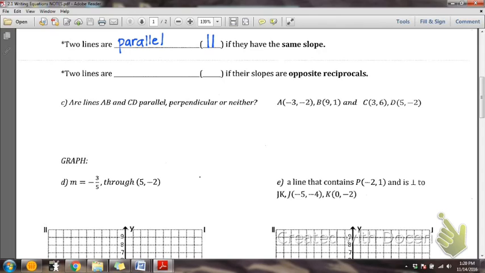Lines are parallel if they have the same slope. Do you have your vocabulary sheets out? Parallel is a vocabulary word. Parallel lines, you need to write, have the same slope. That's what you're looking for there. Is it just the word parallel or is it parallel lines? Parallel lines. Okay, parallel lines have the same slope.